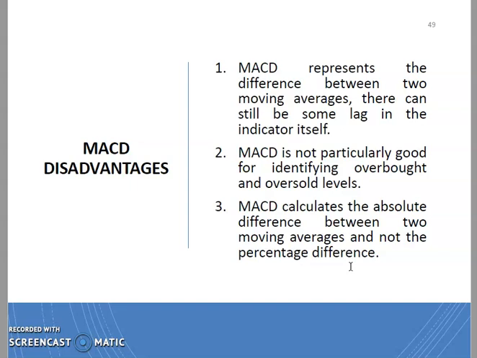Okay, I will show you how we want to use the MACD in Chart Nexus in the next part of this video.